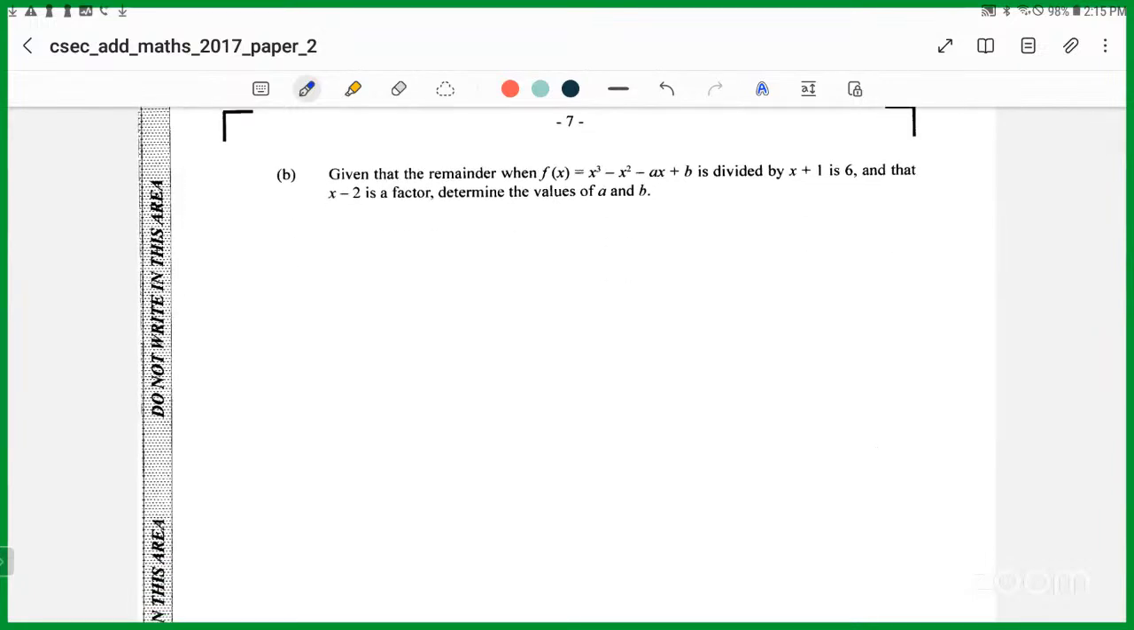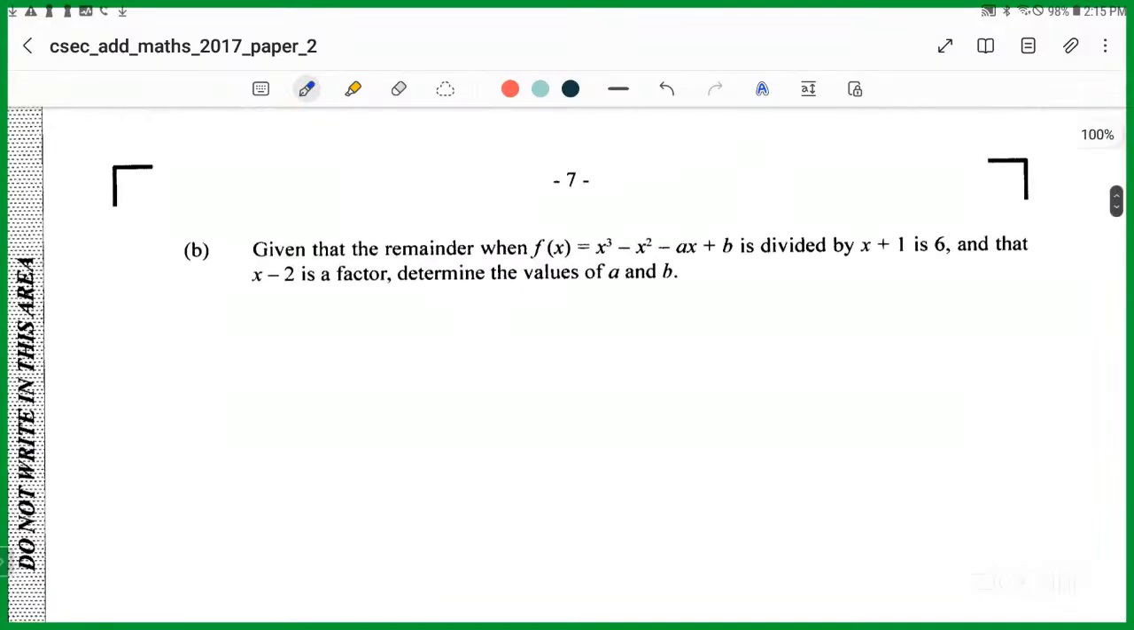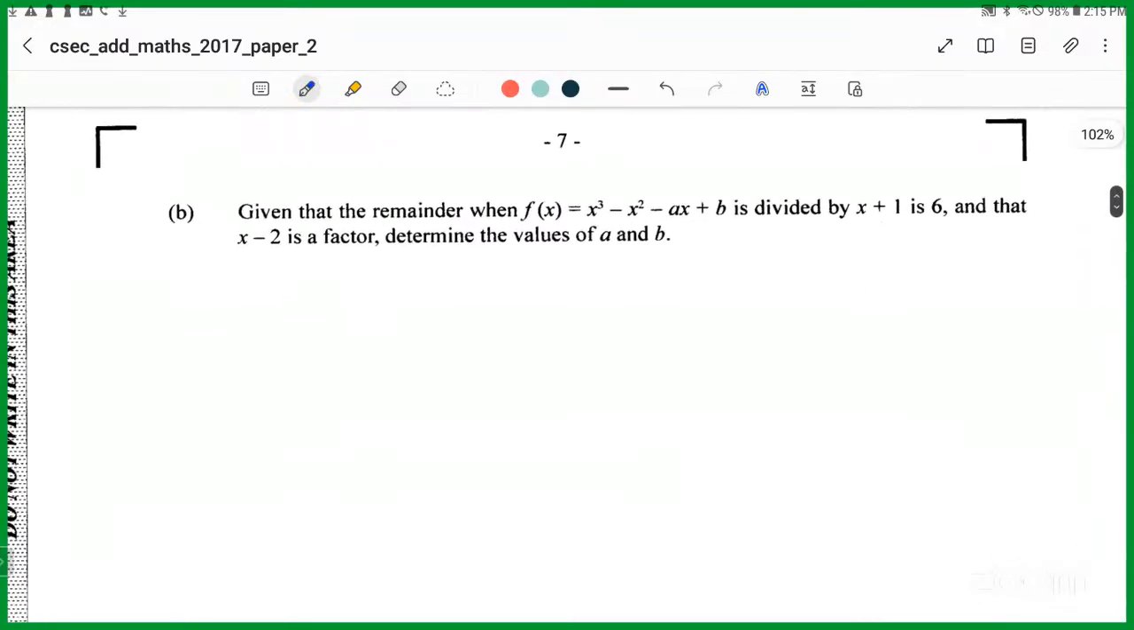It is a remainder factor theorem question, and you can get a question like this, exact same level, on an Ad Maths paper and on a Pure Maths paper. Alright, so in this one they give us this function, and they say given that the remainder when this function is divided by x plus 1 is 6.